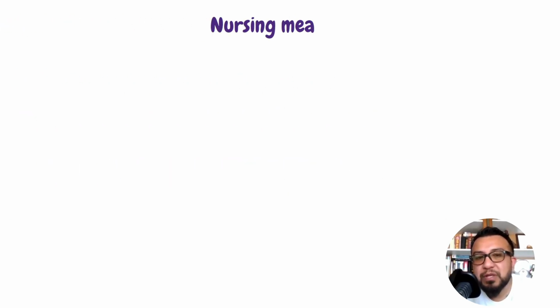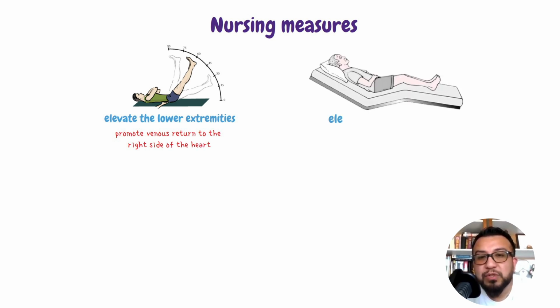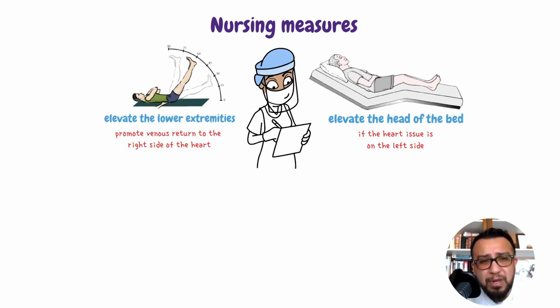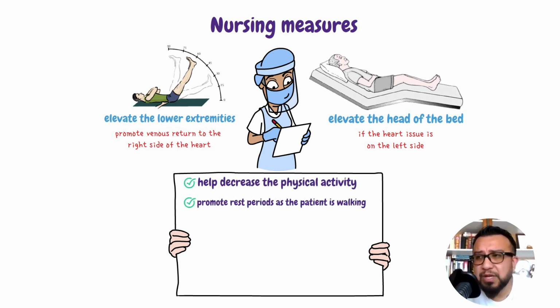Nursing measures include elevating the lower extremities when resting to promote venous return to the right heart. You also want to elevate the head of the bed if the heart issue is on the left side. Keep in mind that our nursing measures are to treat the signs and symptoms. So you want to decrease physical activity and promote rest periods as the patient's walking. You want to have interventions that ease the patient's ADLs.